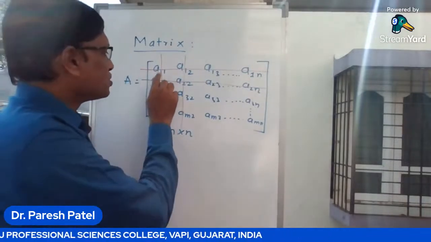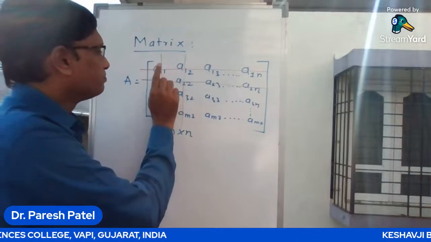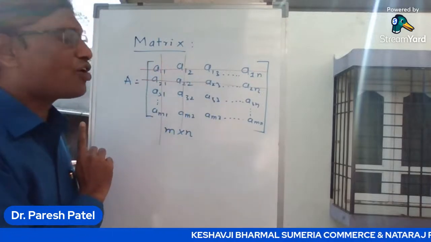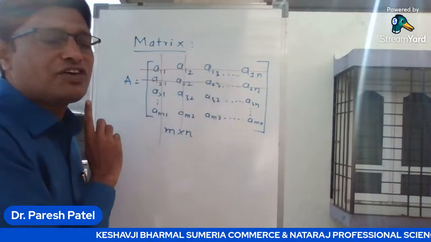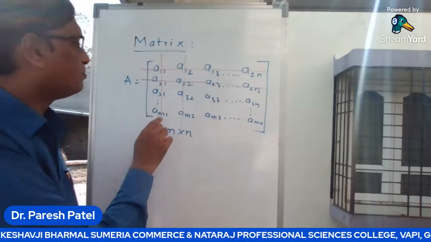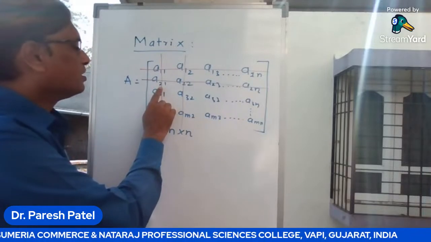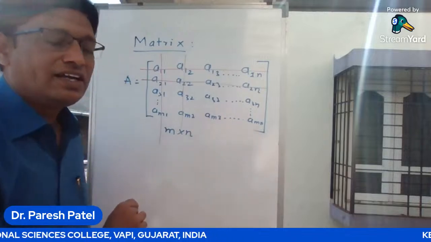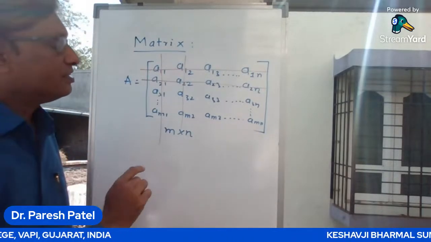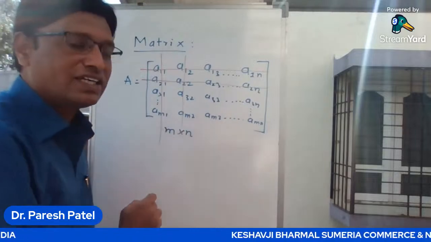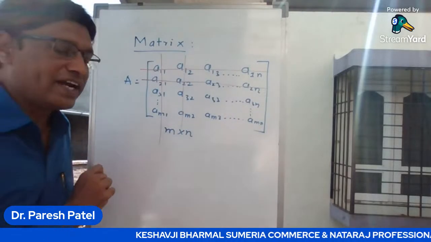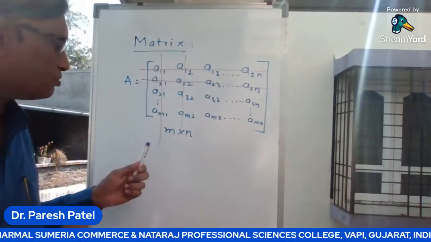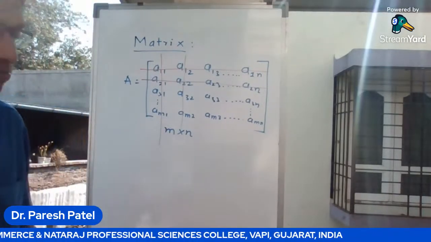A11 represents the first element of the first row and first column. A12 represents the element in the first row and the second column of this matrix. A13 is the element of the first row and the third column. A21 is the element of the second row and the first column. And finally, Amn is the element for the mth row and nth column of the matrix. M represents the number of rows and n represents the number of columns.